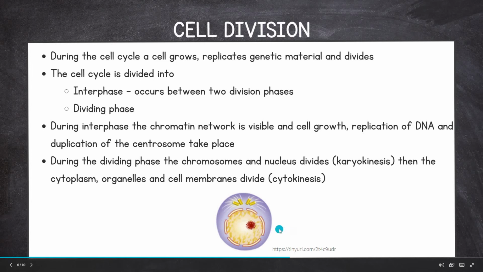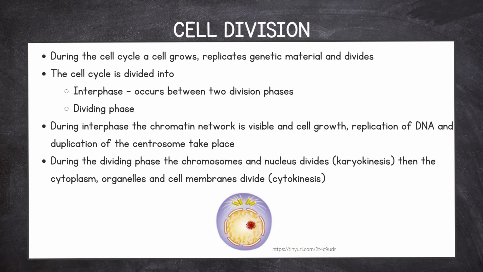and duplication of the centrosome takes place. So here you can see the centrosome is duplicated, our chromatin network is visible, and we know that DNA will replicate during this phase in order to be ready to divide in the next dividing phase.